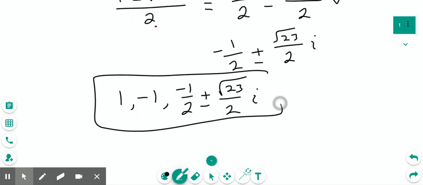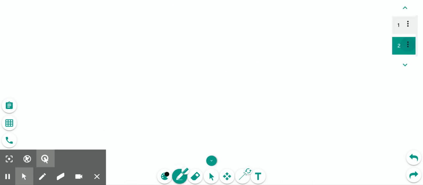And that's our solution set. Okay? So let's do another problem. Okay, so here's our second problem.